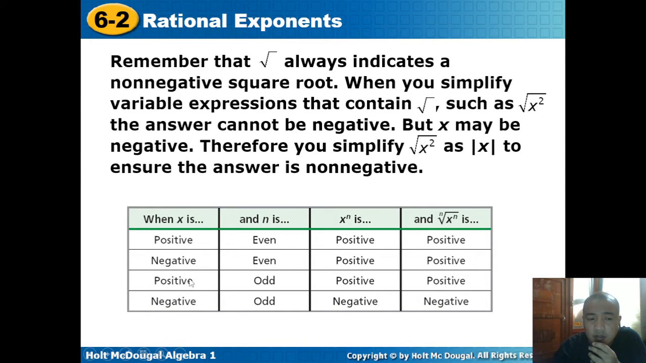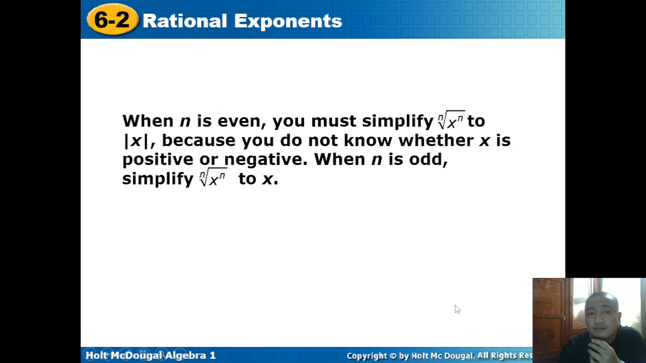When x is positive and n is even, x raised to n is positive, and the nth root of x raised to n is positive. When x is negative and n is even, x raised to n is positive, and the nth root of x raised to n is positive. When x is positive and n is odd, x raised to n is positive, and the nth root of x raised to n is positive. But when x is negative and n is odd, x raised to n is negative, and the nth root of x raised to n is negative.